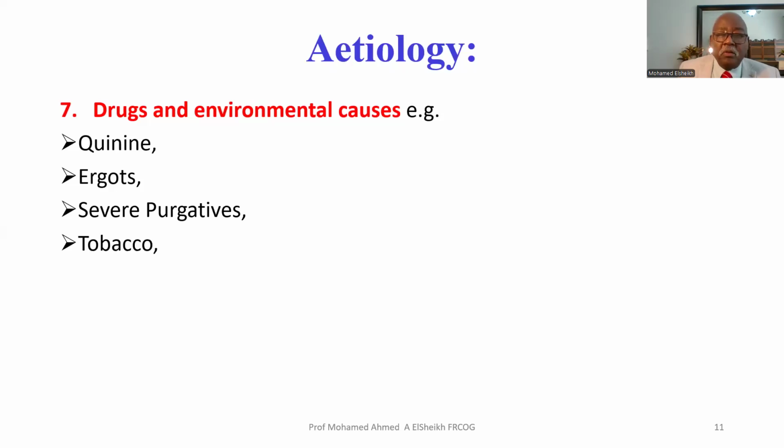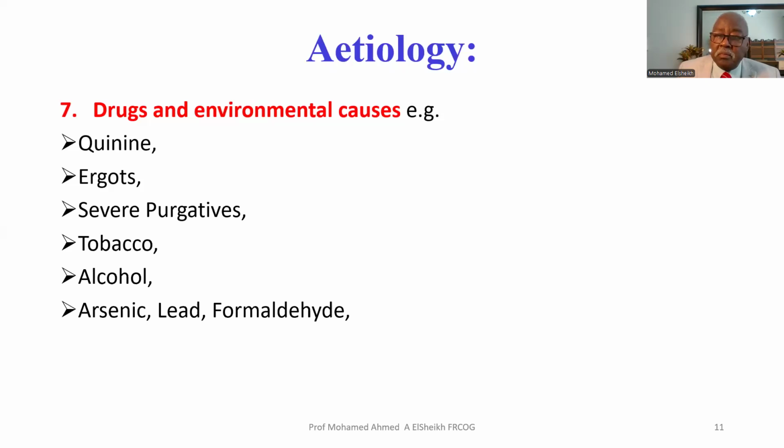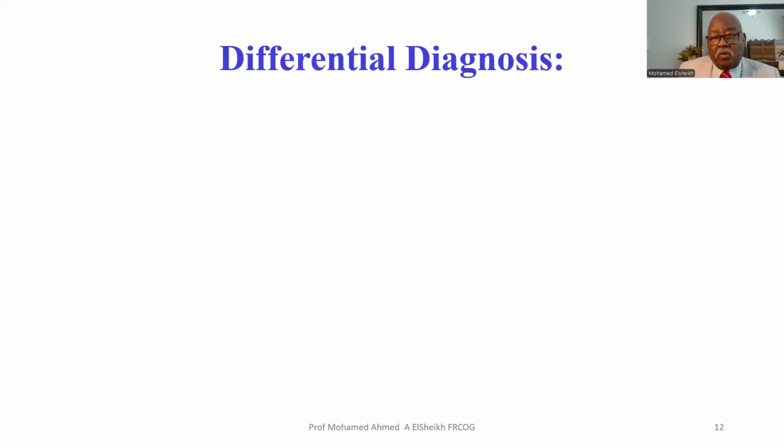Other drugs: ergots, severe purgatives, tobacco, alcohol, arsenic, lead, formaldehyde, benzene, and radiation. So females working in the radiology department have to protect themselves, protect the ovaries, and protect the uterus if they conceive, because it could cause miscarriage beside the other anomalies that could be caused.